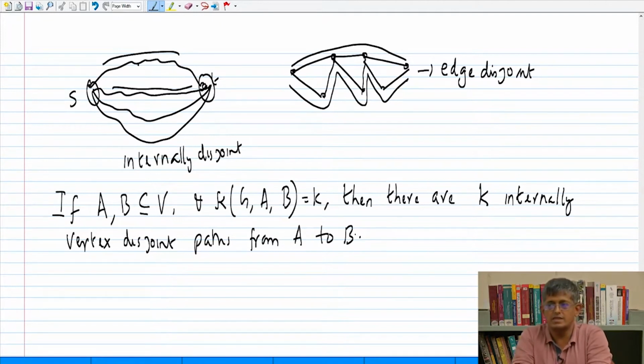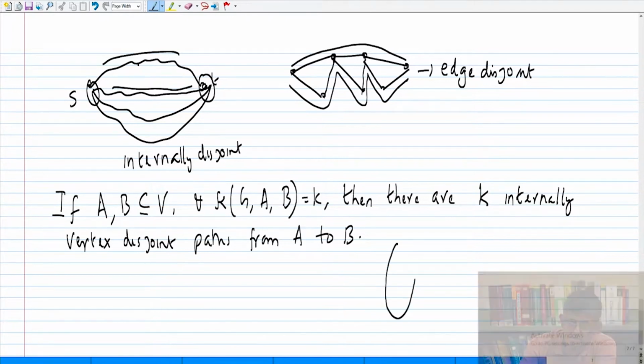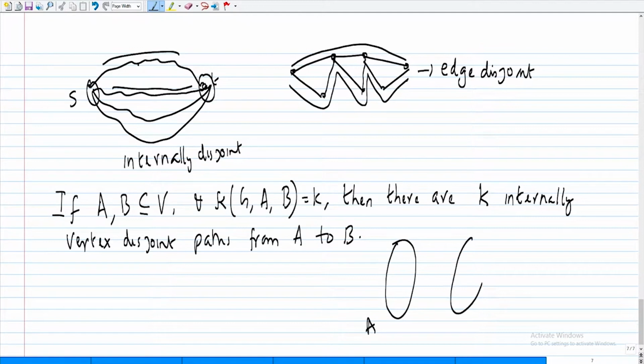So observe that this is a stronger statement, right? It is not just about 2 vertices, it is about 2 sets A and B. To disconnect A and B, if you have to remove k vertices, then there are k paths which look like this. When I draw it like this, it means that this is the first vertex inside A, no further vertex inside A, no further vertex inside A, and on this path this is the first vertex inside B.